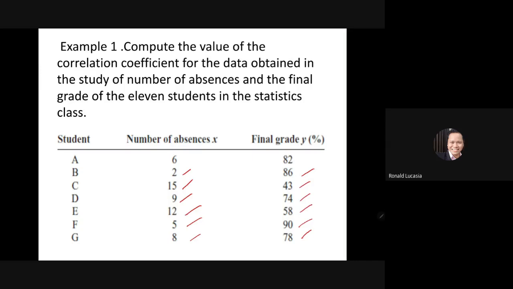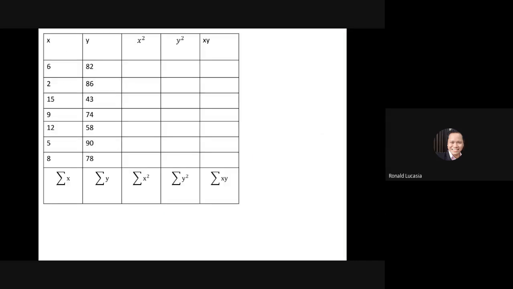Okay? So here, we are going to fill in the table. The first column there is X. That is the number of absences. The second column is Y. That is the final grade.